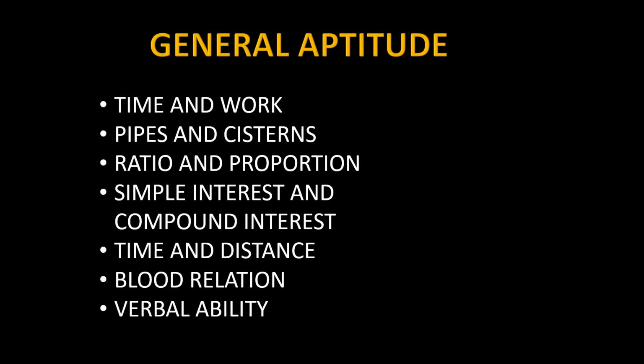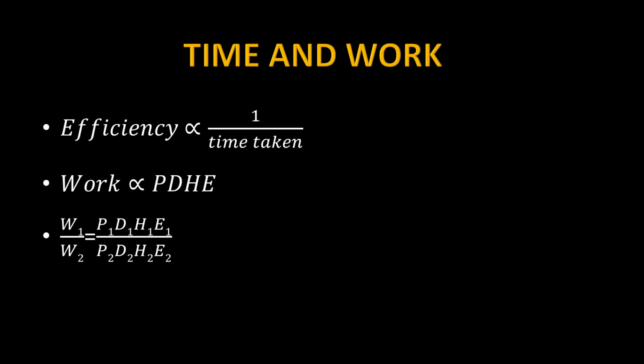Everyone, this is a session on general aptitude. In this session we will revise some of the important topics on general aptitude, which are time and work, pipes and cistern, ratio and proportion, simple interest and compound interest, time and distance, blood relation, and also verbal ability. Here we will see the important concepts, formulas, and do some practice problems. So let's get started. First topic is time and work.